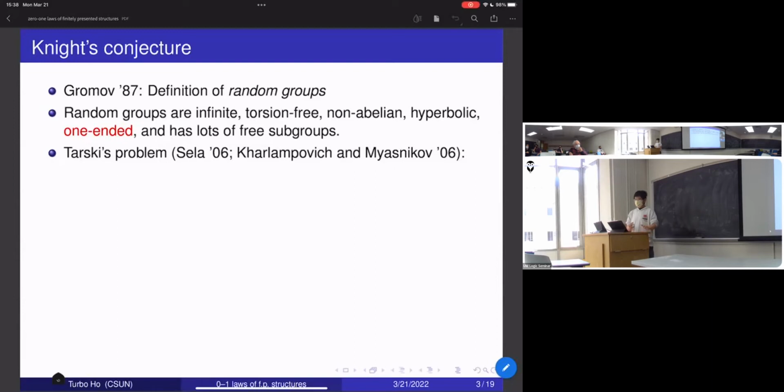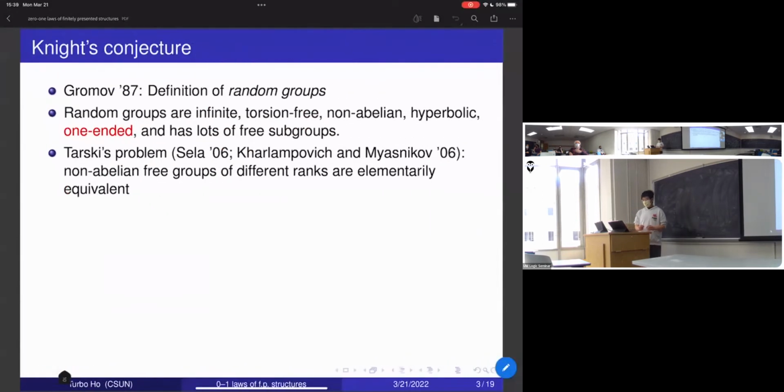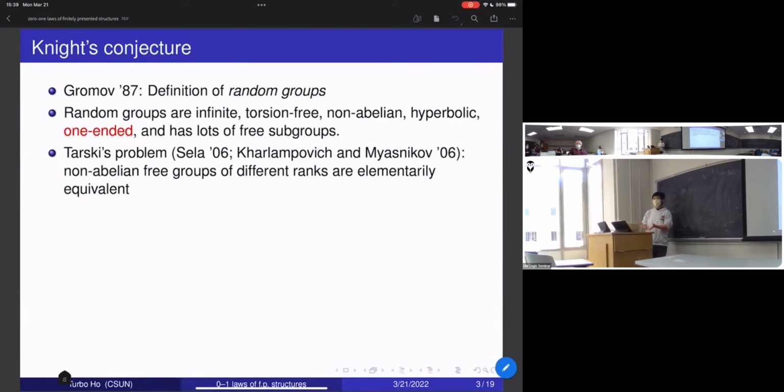This was solved by Sela and by Kharlampovich and Myasnikov in 2006. They show that any non-abelian free groups of different rank are all elementary equivalent. So that means that here it makes sense to compare the limiting theory of a random group with this theory. So now we know it's just one common theory of the free groups of finite rank.